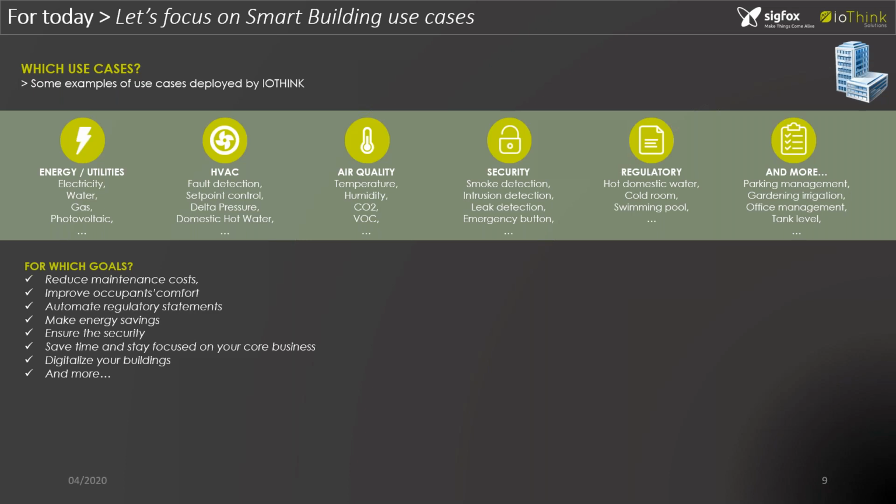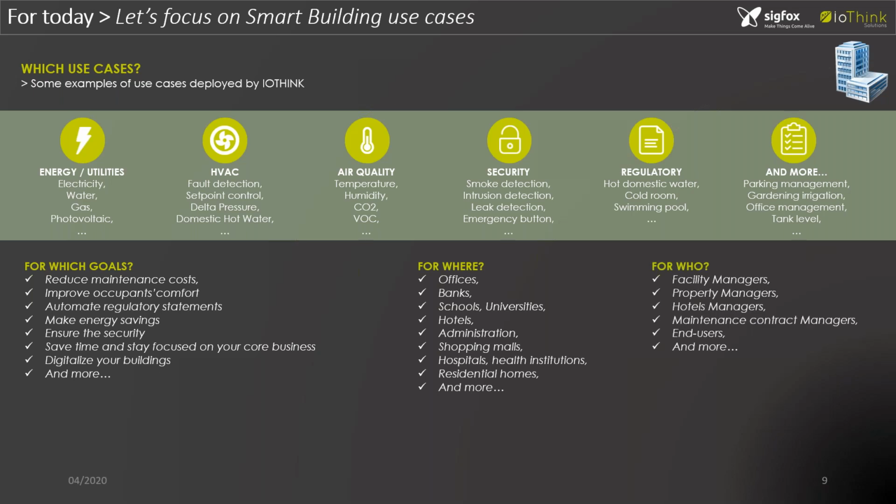What is the aim for these use cases? Why use them? To reduce maintenance costs, to improve occupants' comfort in the building, to automate regulatory statements for hot domestic water, cold room, swimming pool, to make energy savings, of course, to ensure security, to digitalize the building. Where could it be? Offices, banks, schools, hotels, administration, shopping malls as well. And for whom? Facility managers, property managers, hotel managers, etc.